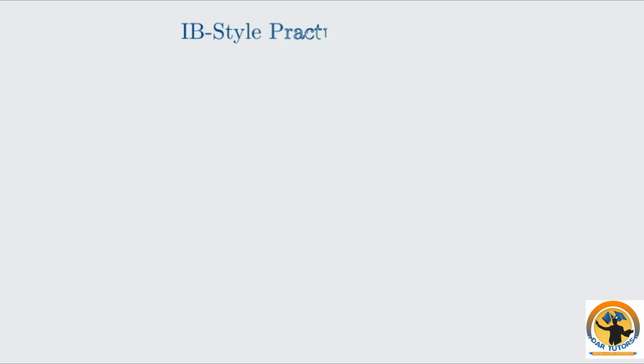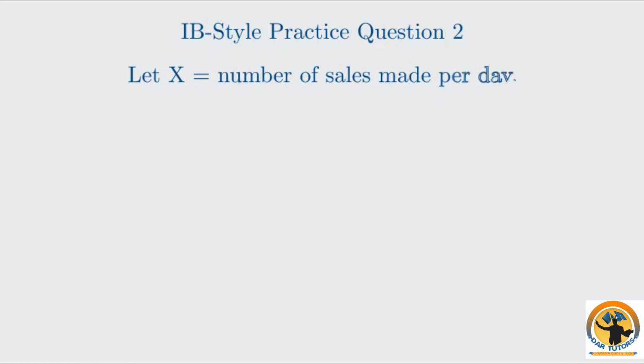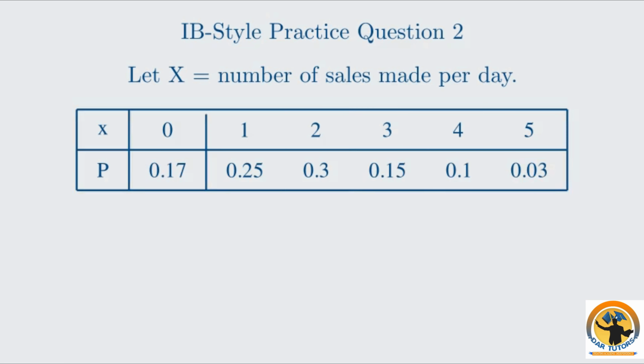Let's try a second IB-style question. Dominic is a door-to-door salesman. Each day he earns a base salary of $100 plus $25 for each sale made. Let x be the number of sales Dominic makes in a day. The probability distribution for x is given in this table. Our task is to analyze his earnings.